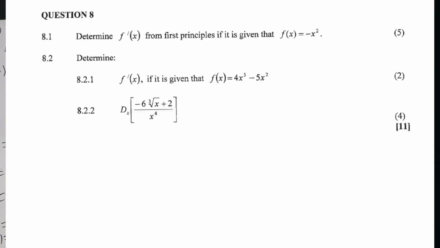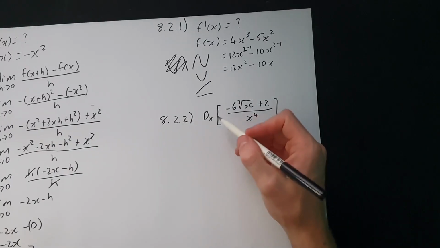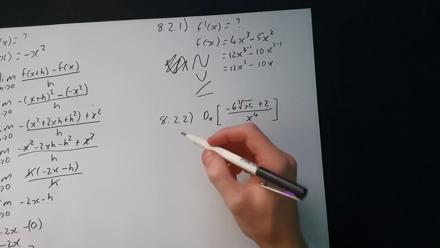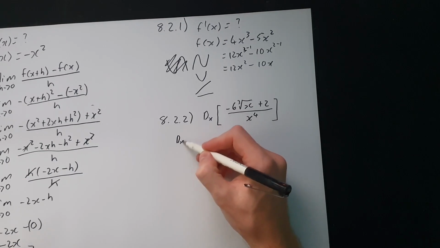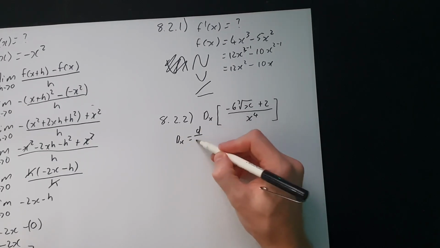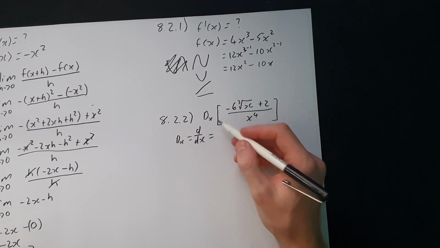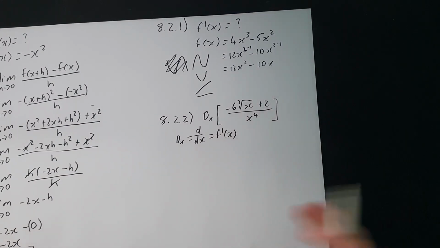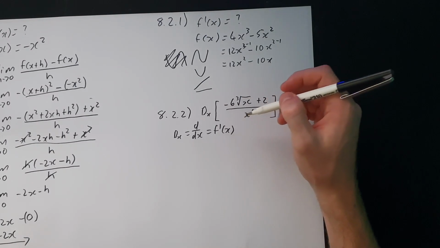8.2.2 then says d_x, and then they give you the bracket there, -6 cube root of x plus 2 over x to the power of 4. So this is just another way of writing the derivative. Remember the derivative can be written as d_x, which equals d dx, which equals f prime of x. All pretty much the same thing.